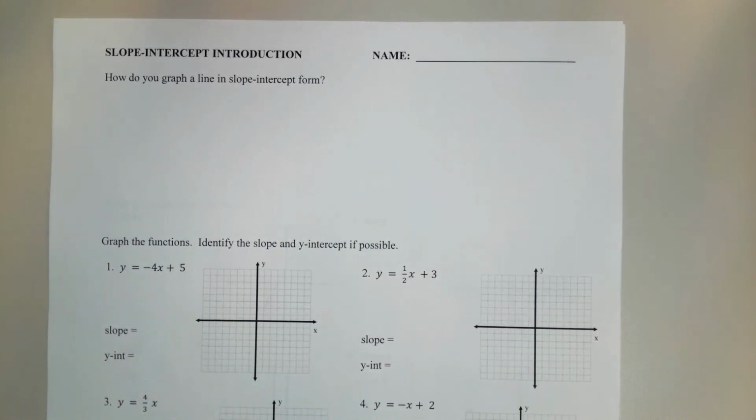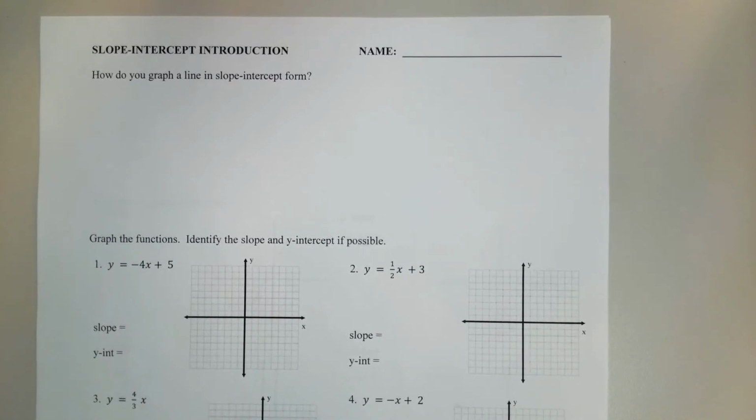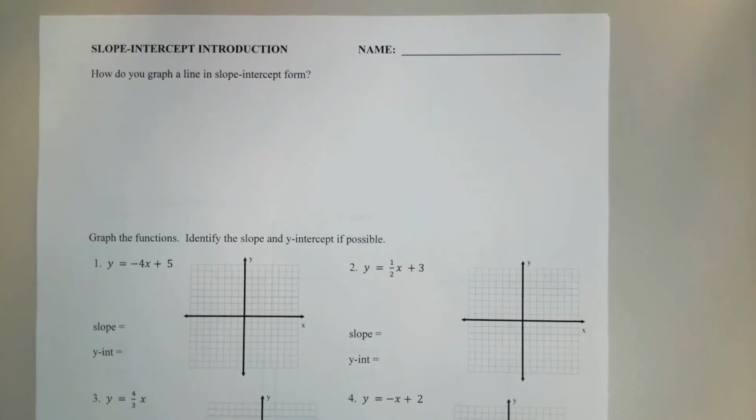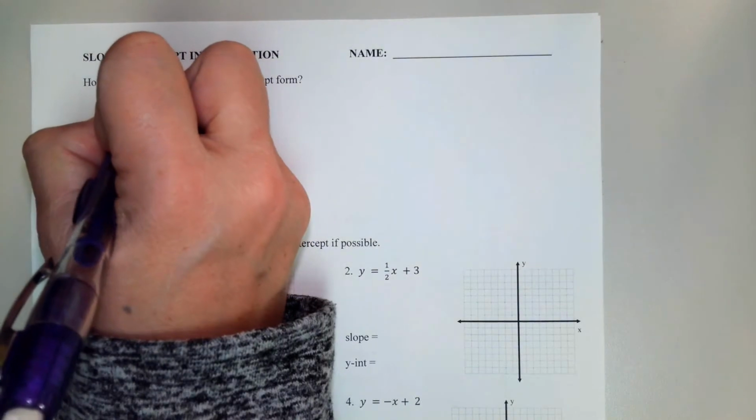Today we have made it to our third unit. Our third unit is dealing with linear models, and we are going to start with an introduction or potentially a review, hopefully a review, of slope-intercept form. So, how do you graph a line using slope-intercept form?